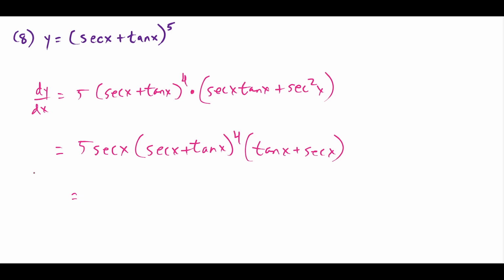So to simplify this a little bit more, we could say the derivative dy dx is equal to 5 secant x times secant x plus tangent x going back to the 5th power, because remember, this is to the 1st power, so I just add the exponents, 4 plus 1, giving us an exponent of 5. So here's our solution to question 8.